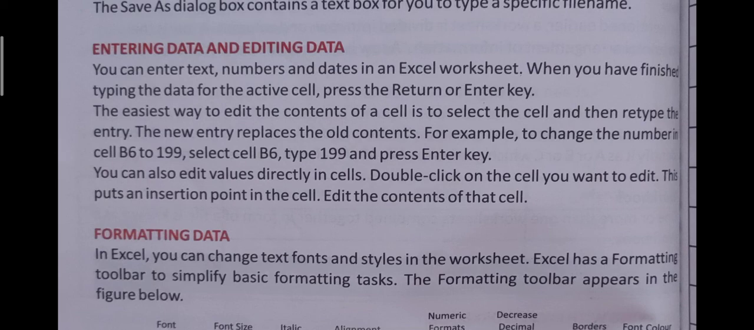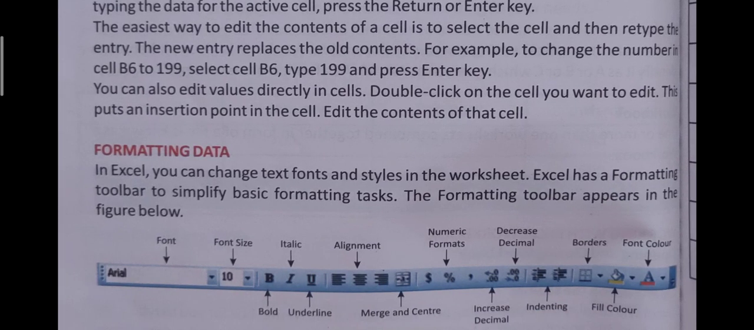You can also edit values directly in cells. You can double click on the cell you want to edit, okay. Directly also you can edit the values. For that you can double click on a respective cell whichever you want to edit, and this puts an insertion point in the cell. Edit the contents of that cell, means that cursor will be highlighted and you can just edit the data that you want to edit in that particular cell.